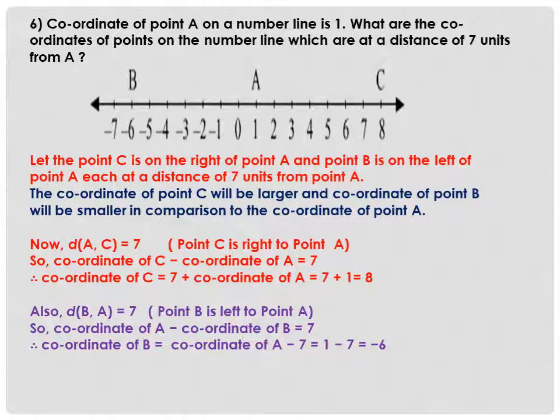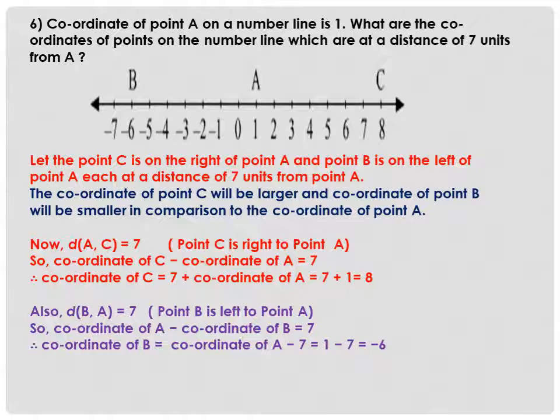Because point C is at the right-hand side of A, as given, the coordinate of C minus the coordinate of A equals 7, because it is the greater coordinate minus the smaller coordinate. The right-hand side coordinate is always greater. But we want to find the coordinate of C, so minus coordinate of A goes to the right and becomes plus. Then the coordinate of C equals 7 plus the coordinate of A, that is 7 plus 1 equals 8. In the diagram also you are getting the C coordinate is 8.